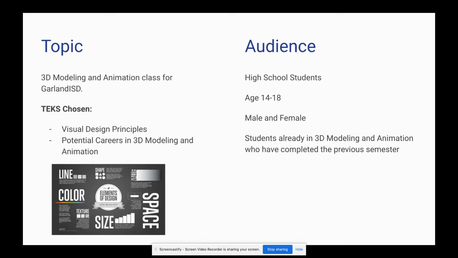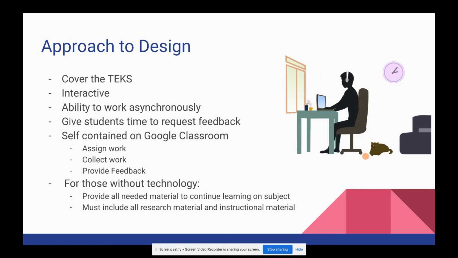We wanted to use the TEKS. We went and found TEKS that were probably not taught yet. That was the visual design principles and also the potential careers in 3D modeling and animation. The audience for this course is high school students age 14 to 18, both male and female. And these are students who have already been in 3D modeling and animation for one semester and a couple of weeks of a second. So we're going to do a 6 weeks end of year kind of come back and look at and touch on some of the TEKS that we have not touched throughout the year.